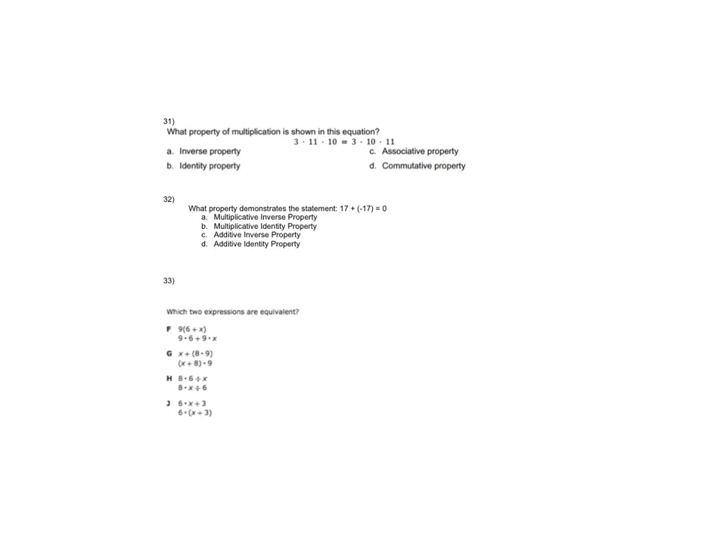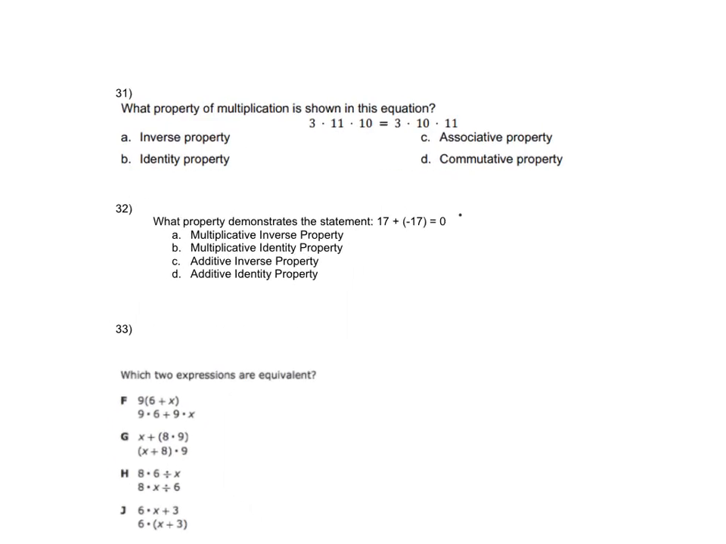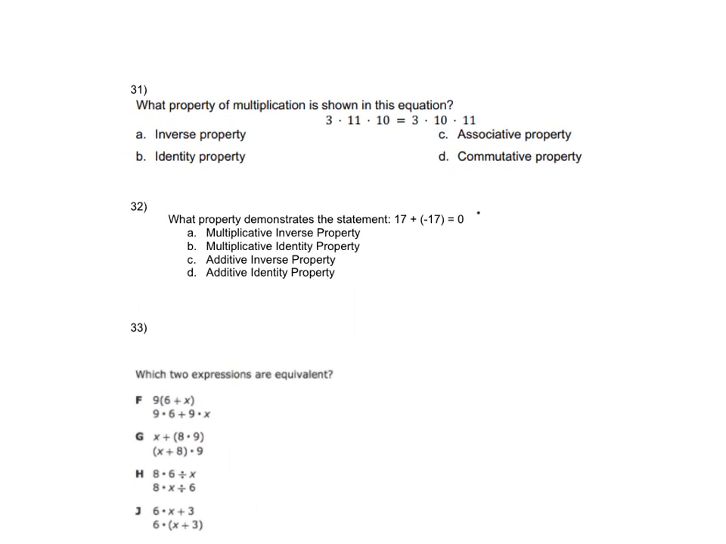Okay, which property is shown in this equation? All right, so I'm paying attention to the details. I see I'm multiplying. See my 3 comes first, 11, then 10. Then 3, 10, and 11. I wonder if it's easier to think about A, B, C.